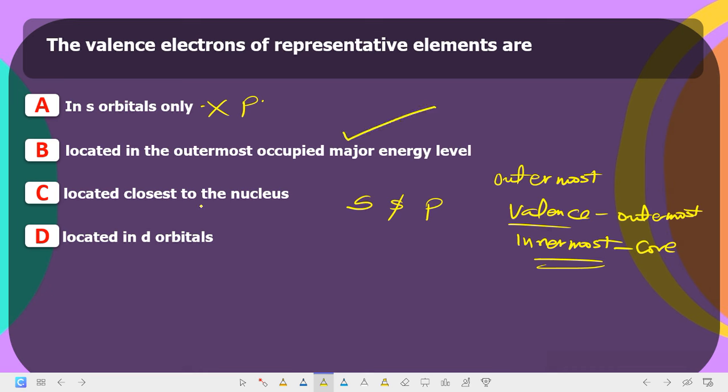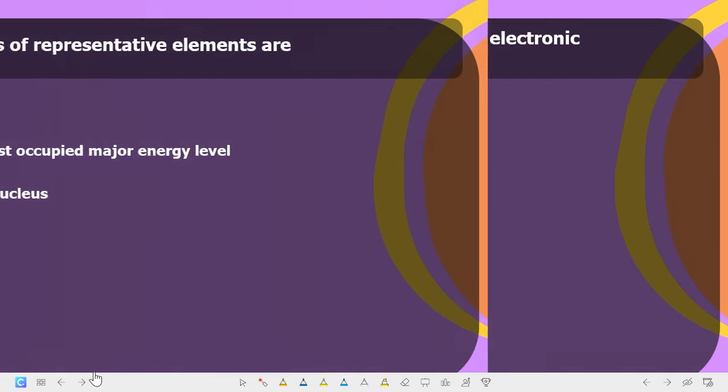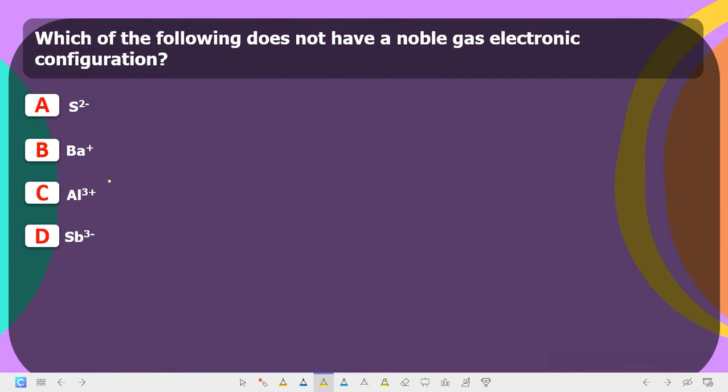This is true. Then, located closest to the nucleus? No, the innermost electrons are the ones located closest to the nucleus. Then we have located in d orbital. This is wrong. So the correct answer is option B, which is located in the outermost occupied major energy level. The next, which of the following does not have a noble gas electronic configuration?